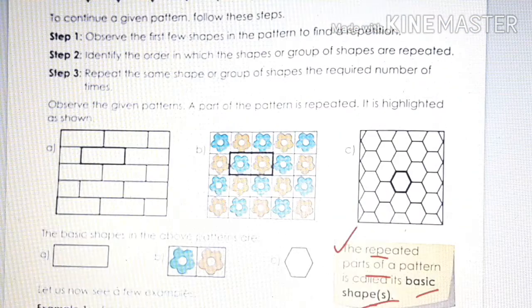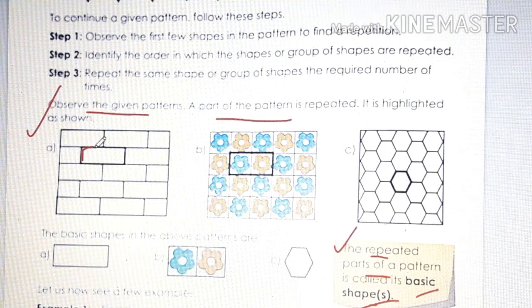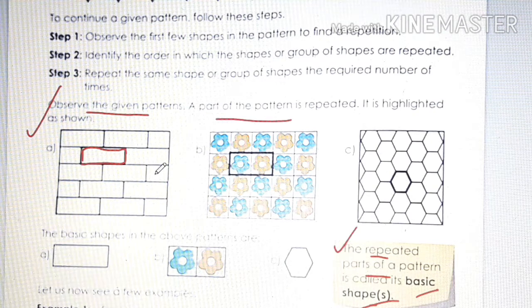Now next you see, children, there is one more example. Observe the given pattern. A part of the pattern is repeated. It is highlighted as shown. So children, you have to identify the basic shape which is repeated here to form this pattern. So you can see in the first, which shape is this? Rectangle shape, isn't it? And this rectangle shape is repeated again and again to form a pattern.